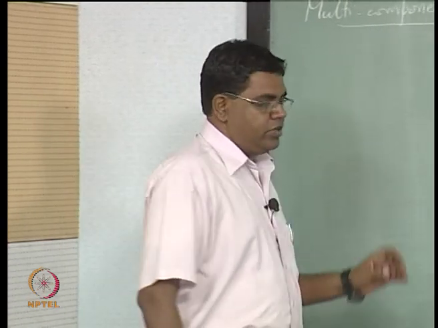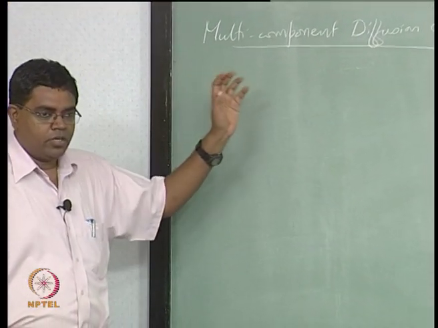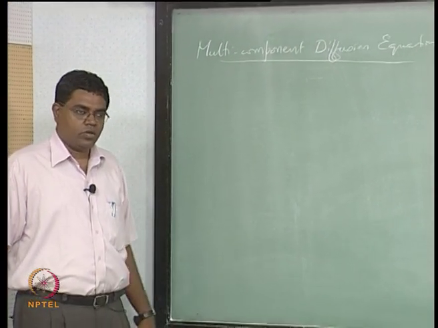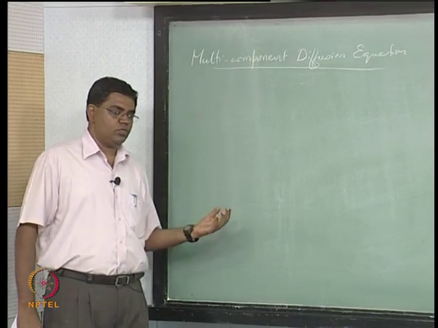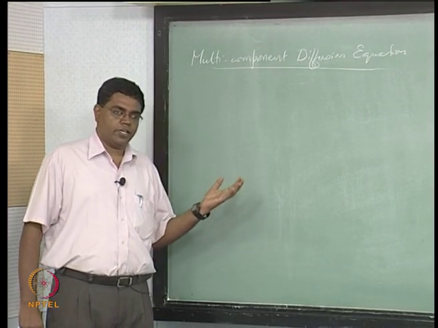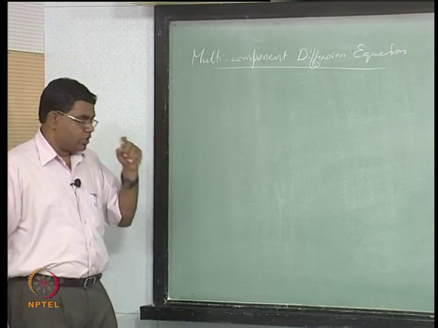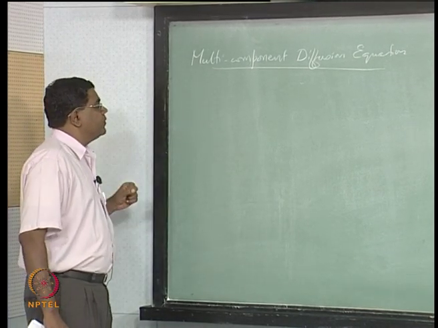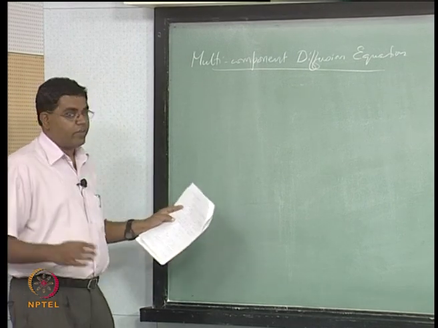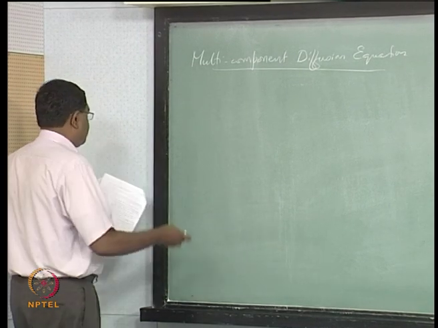So we need to actually look at this multi-component diffusion equation. That means we need to look for something that is a substitute for Fick's law, which was applicable only to a binary mixture. So we need to know what to do for a truly multi-component system. So let's now just write out this equation.